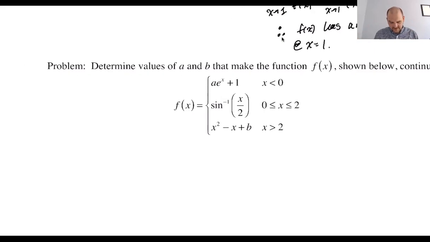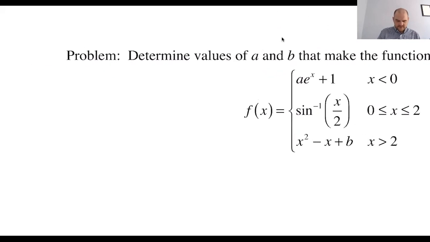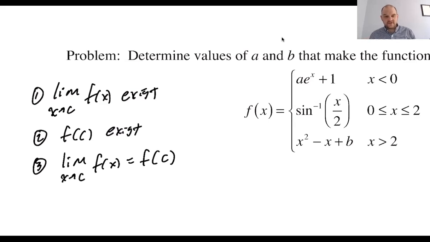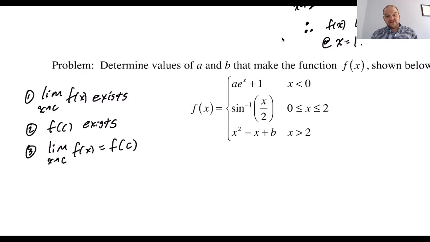So we need to remember the definition, and it's 3 parts. We're going to need the limit as x approaches c of f of x to exist. We're going to need f of c to exist. And we're going to need the limit as x approaches c of f of x to equal f of c. So those 3 things are going to need to happen. All right, so we need this to be true.